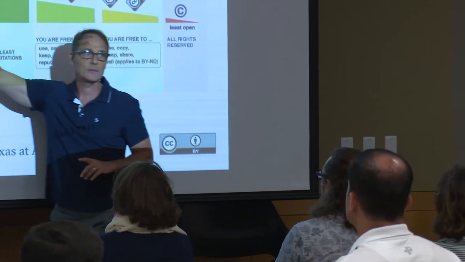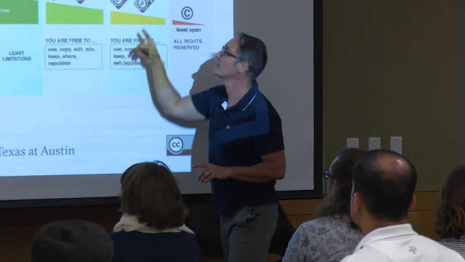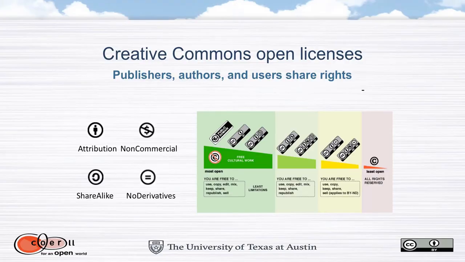And you can combine them in different ways to create different licenses, okay? So we're saying the least open in the universe is all rights reserved, that's the typical notion of copyright. The most open is what we're calling public domain. You find something out there, it says public domain, you can use this any way you want to. We don't even have to give attribution. Sometimes we don't know who created it. So the space in between is really what Creative Commons is all about.